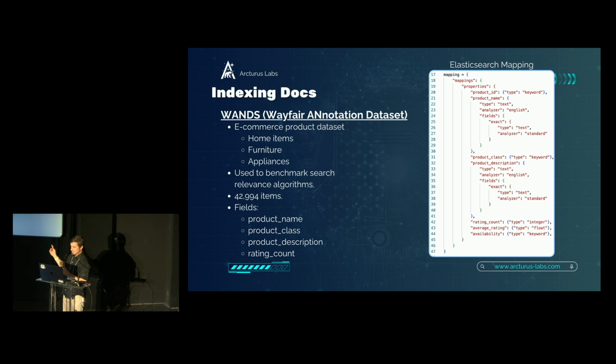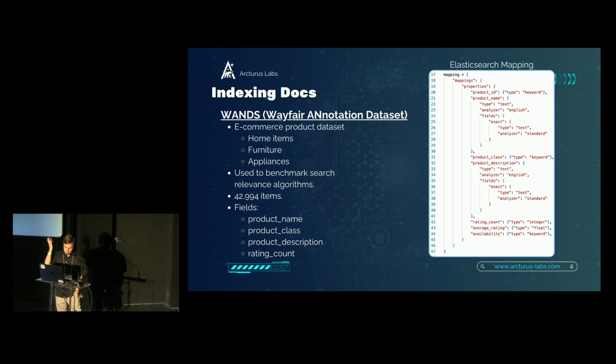Some of you probably already guessed where I was going with it by the example, but we'll be indexing the Wayfair annotation data set. If you haven't had a chance to play with this data set, it's an e-commerce product data set by Wayfair that is just a rich source of information. It's got 43,000 home items, appliances, furniture, stuff like that. And the data set is used as kind of a benchmark for relevance algorithms, but I've been using it as a really fun data set to toss together examples like this.